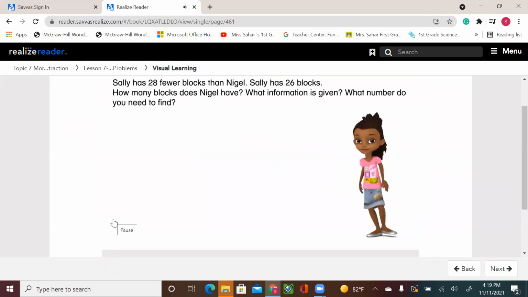Sally has 28 fewer blocks than Nigel. Sally has 26 blocks. How many blocks does Nigel have? Think about this problem. What information is given? What number do you need to find?